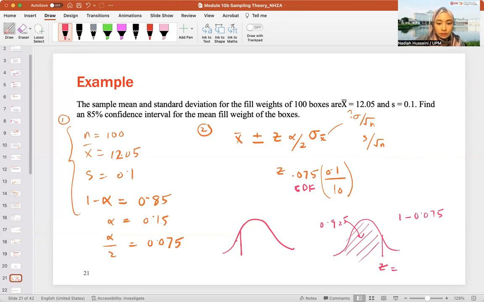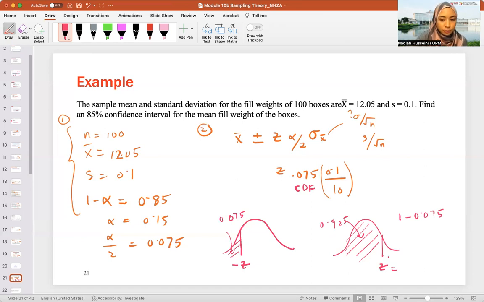This region would be 0.075, and I would want to know what is my negative Z value. Okay, so let's try that. Let's try for the positive one first. I want to find a value, probability 0.925 CDF. What is the corresponding Z?